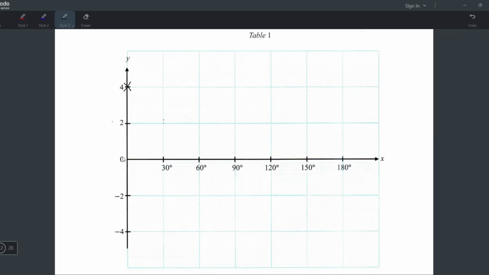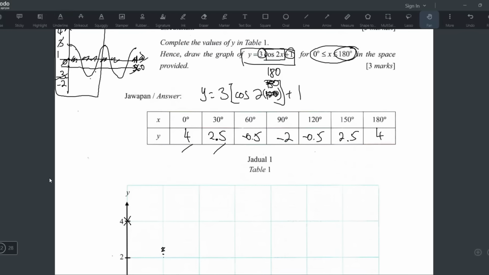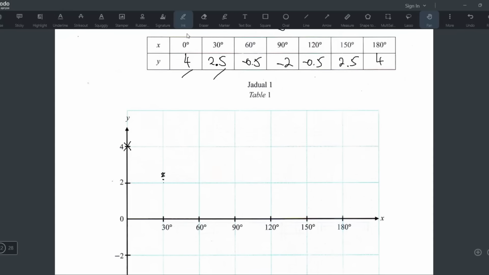Okay, so I want 2.5. So this one is 2.2, and then this one is 2.4. Okay, and then this one is 2.6. So 2.5 is approximately here. So 30, 2.5. Yeah, approximately here. Okay, next one, 60, negative 0.5.